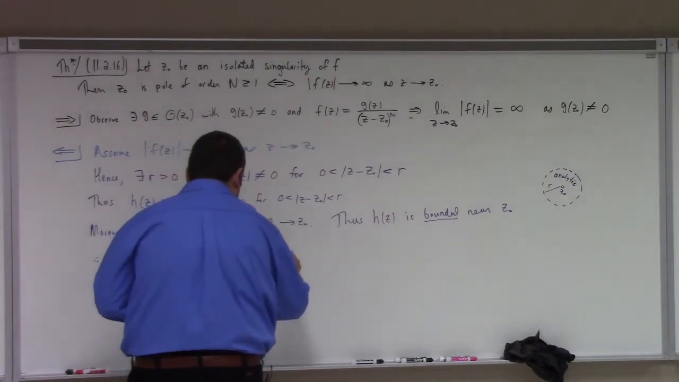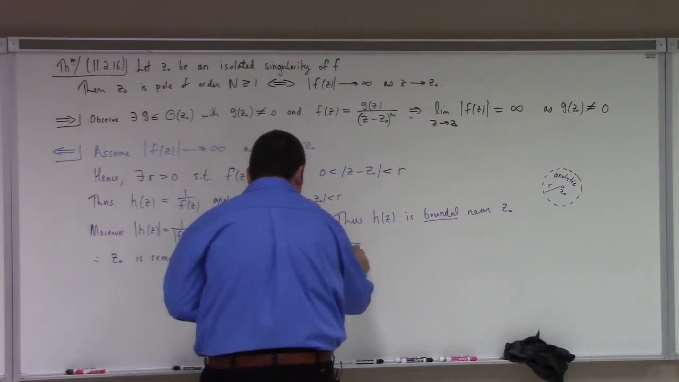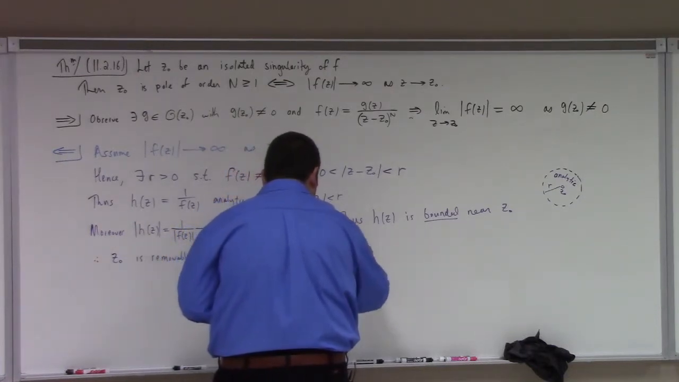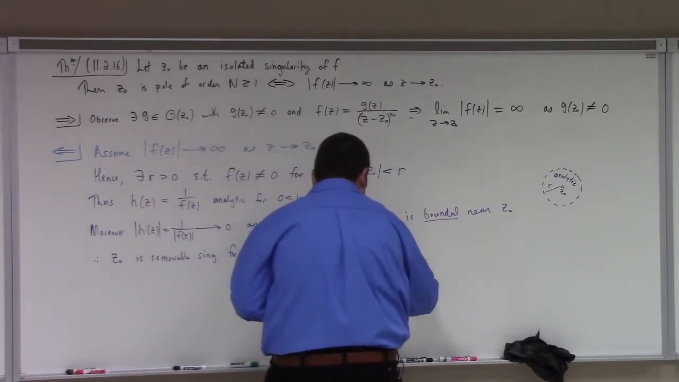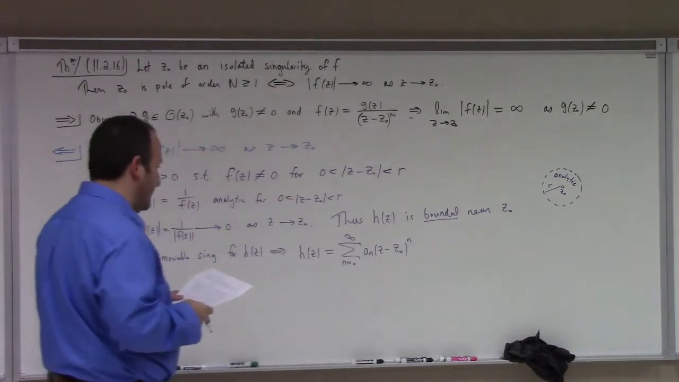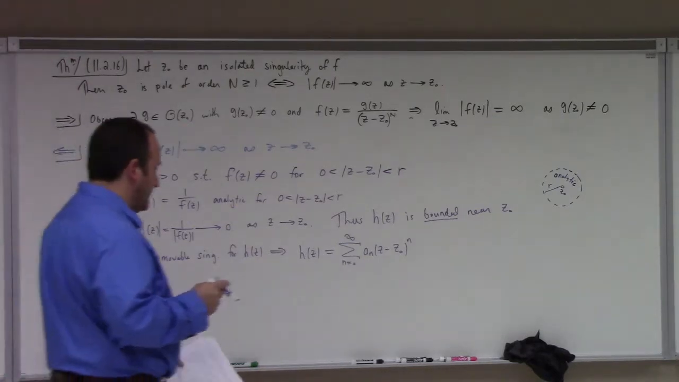and that implies that h of z is what? The sum n equals 0 to infinity of a sub n times z minus z naught to the n, using my definition of removable singularity. But what else do we know? We know that h of z goes to 0 as z goes to z naught. What's that say? That says that h of z naught is equal to 0, right?